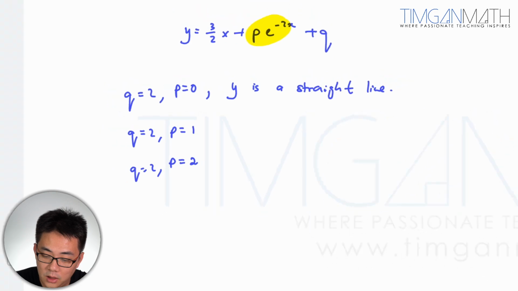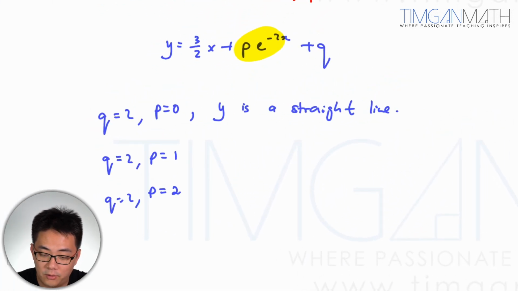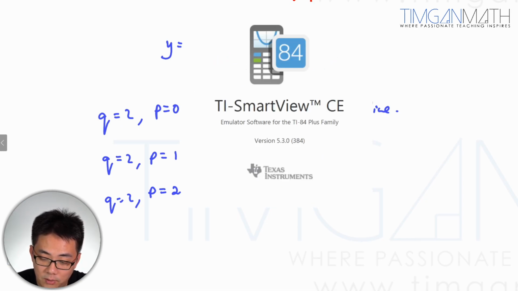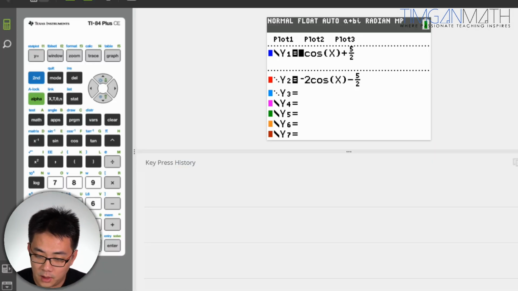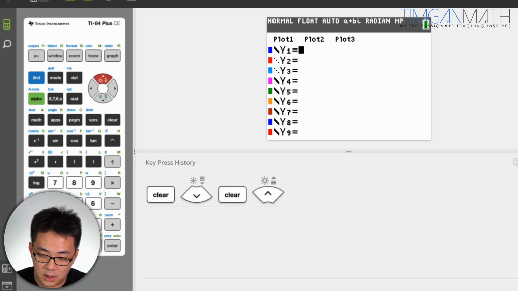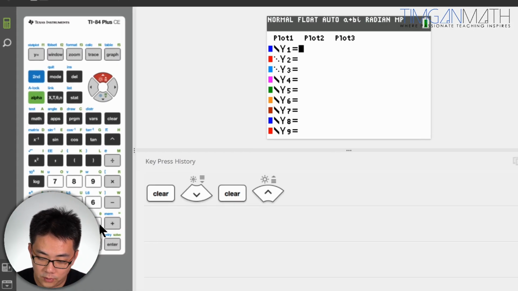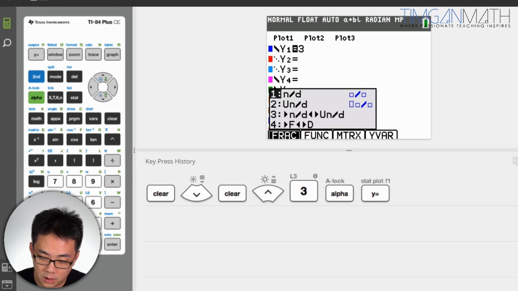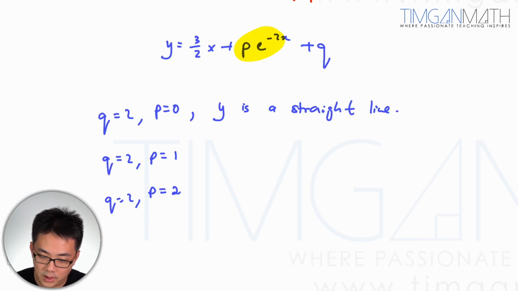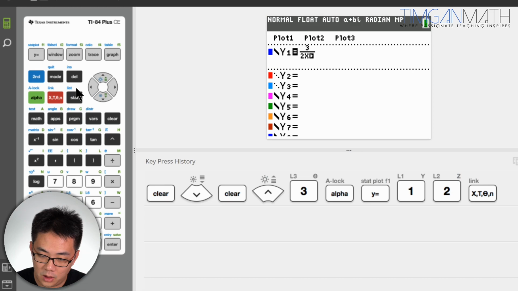We could actually solve for this graph here. So you just bring out GC, plot in 3 over 2x plus p e to the power of minus 2x, right? And p is 2, and p is 0. Then q is 2. Okay, so there's one way to plot this in. My suggestion would be just plot this out. 3 over 2, and you let this be x, right?